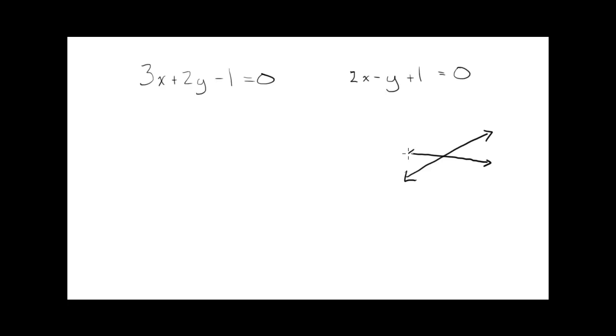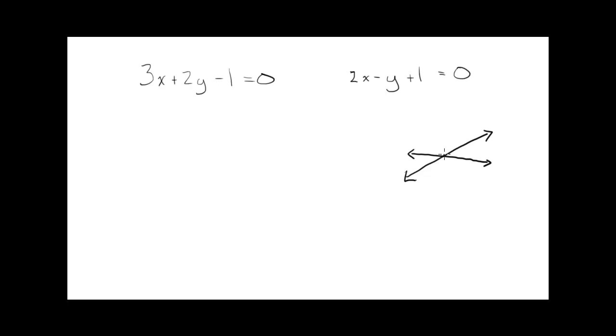But what if you were given two Cartesian forms, 3x plus 2y minus 1 equals 0, and, it always should start with a positive, so we'll say 2x minus y plus 1 equals 0. Now we're given two lines, but we don't know the direction vectors. We only know this. Well, what do we know actually? We know the normal vectors.